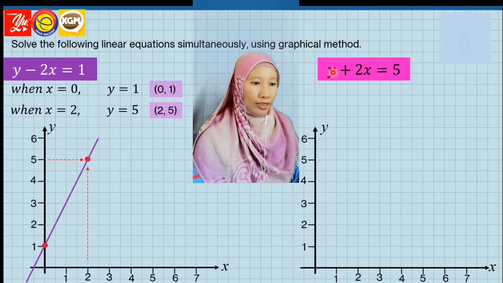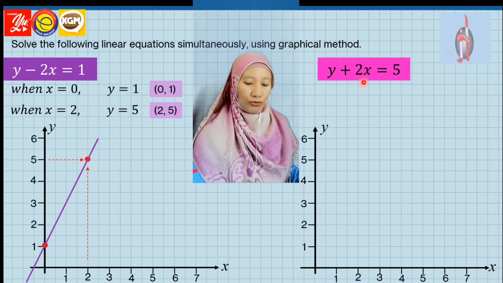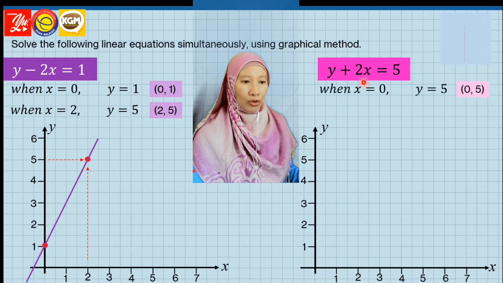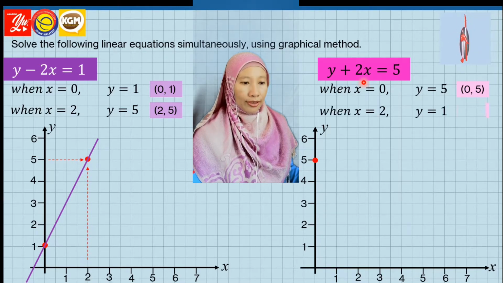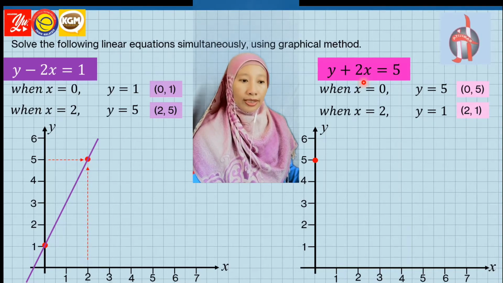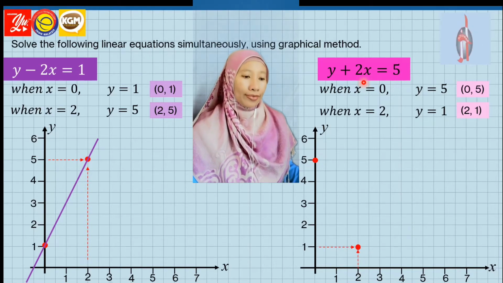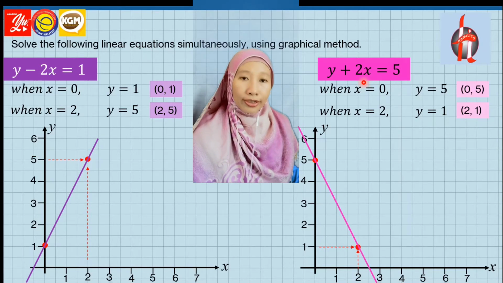Another equation, y plus 2x equals 5. Same thing, we choose one value of x and then we calculate the value of y. You get (0, 5). And another point, x equals 2, and we calculate the value of y. So we get the coordinate (2, 1). And then we plot the coordinate (2, 1) and we draw the graph.